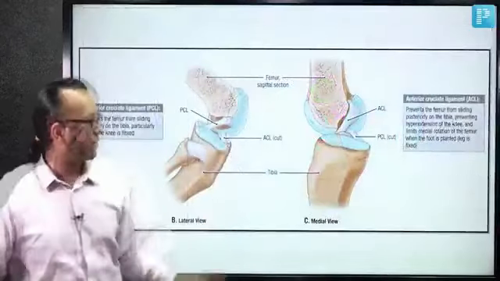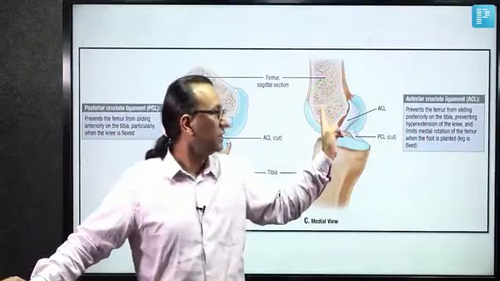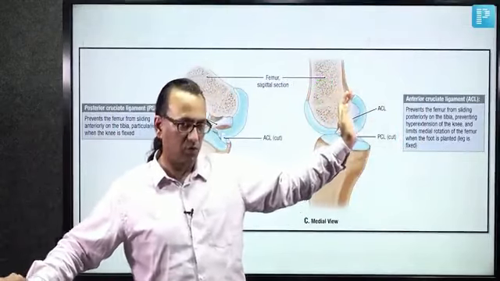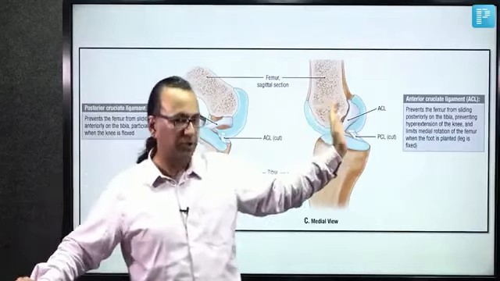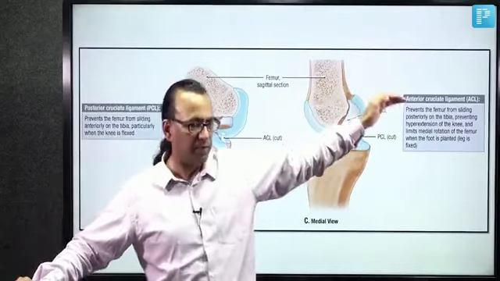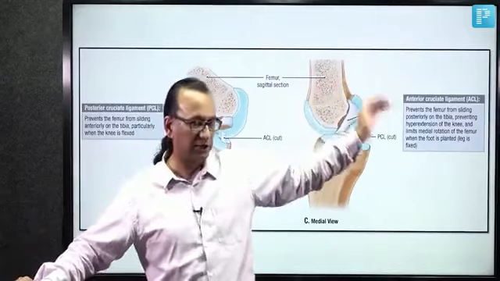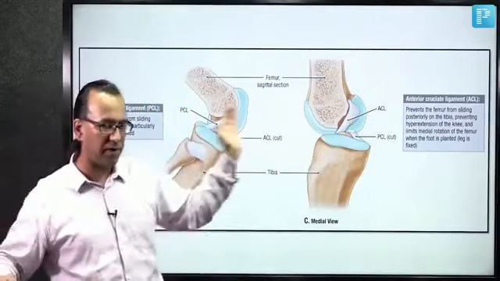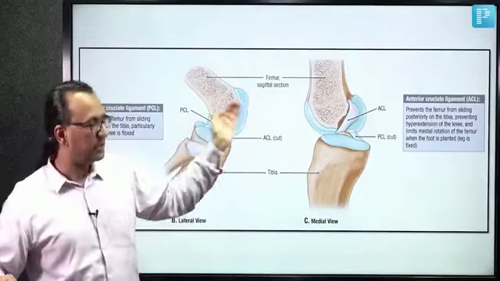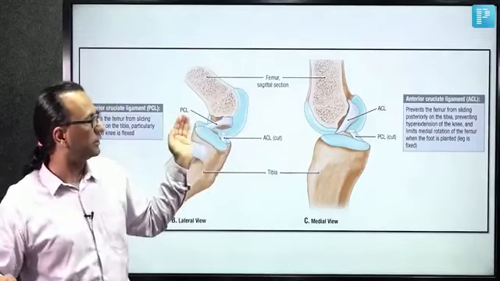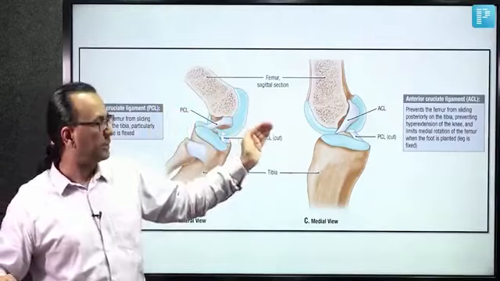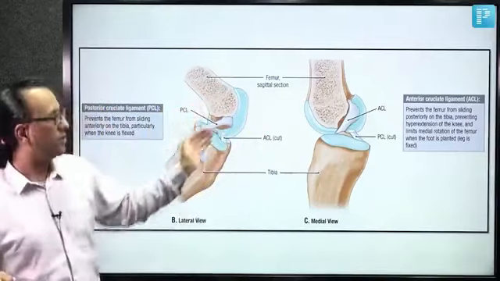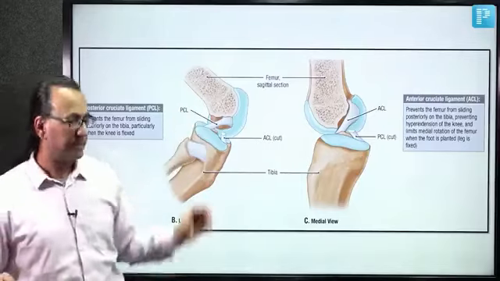And as we have already mentioned, the ACL attaches anteriorly on the tibia and then runs backward, upward, and laterally towards the femur. It is the ACL which is preventing posterior displacement of the femur and limiting hyperextension at the knee joint. On the other hand, the PCL attaches posteriorly on the tibia and runs towards the femur anteriorly, and it is the PCL which is preventing the anterior displacement of the femur on the tibia, and it is working during flexion at the knee joint.